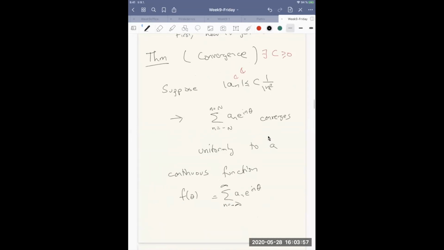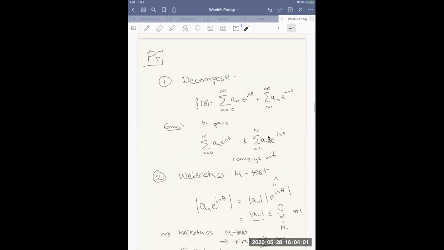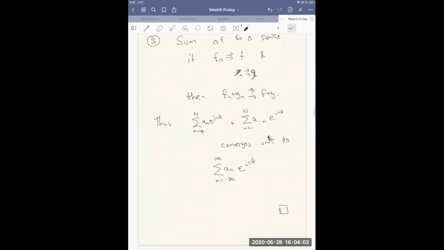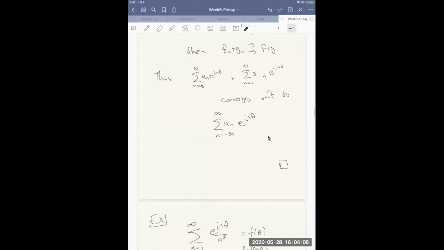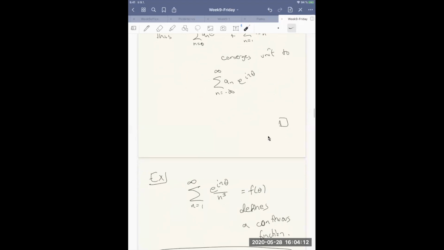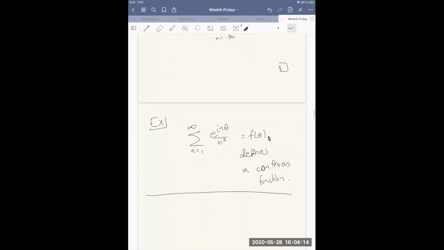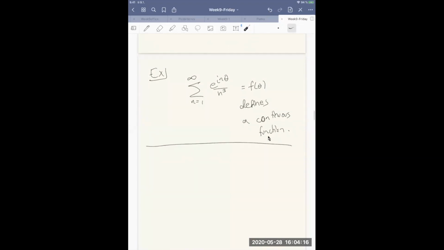So if we have that the coefficients are decaying fast enough, then we automatically get convergence by the Weierstrass M test. And we get that the limit, therefore, is continuous because the sequences of partial sums are in themselves continuous, as sums of continuous things. As an example, if you have the sum of e^{i n theta} over n cubed, say from n equals 1 to infinity, this defines a continuous function.